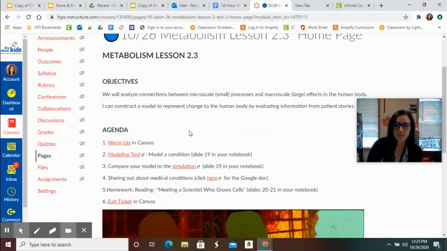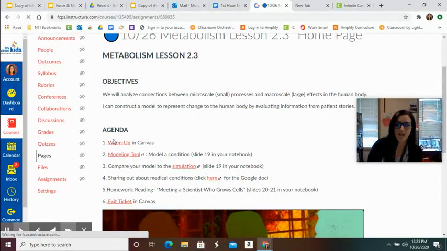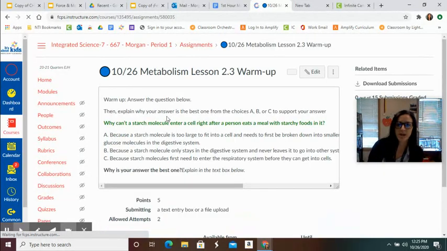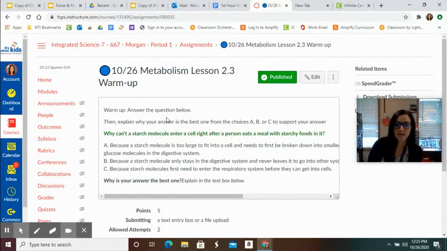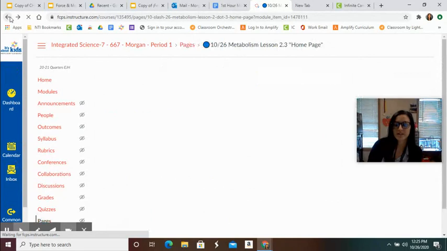There was a warm up in Canvas, and when you clicked on that warm up, it was just one question. This was relating back to what we talked about last week, how some molecules enter our body and can be used right away, and then some molecules need to be changed. You need to answer and then explain why you chose that answer. In class, we did a little poll and figured out who picked what.